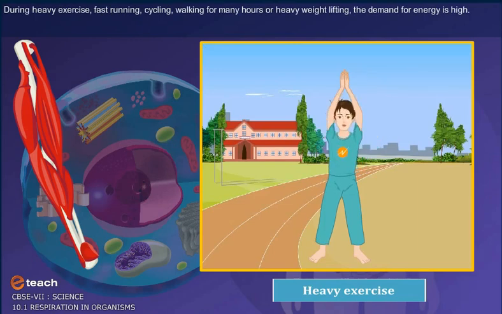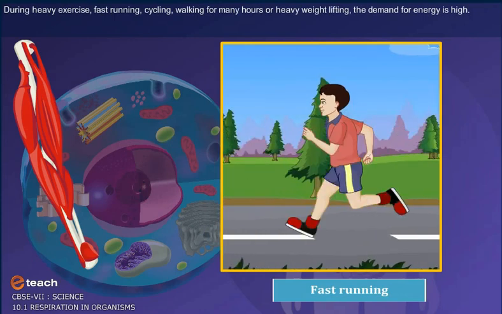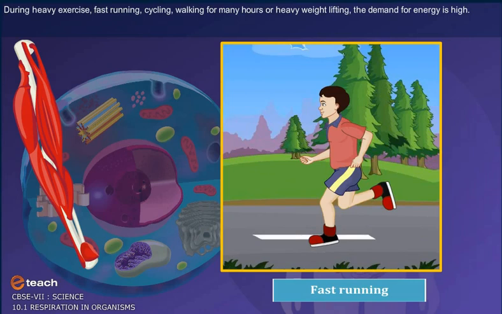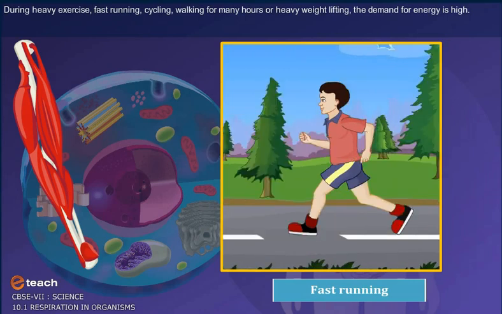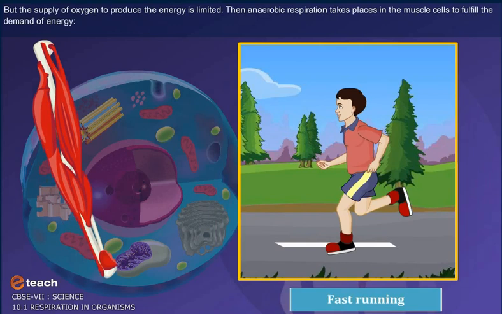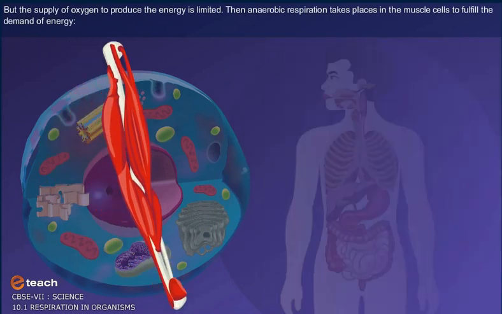During heavy exercise, fast running, cycling, walking for many hours, or heavy weightlifting, the demand for energy is high. But the supply of oxygen to produce the energy is limited. Then anaerobic respiration takes place in the muscle cells to fulfill the demand of energy.